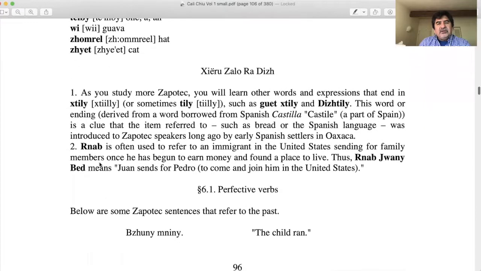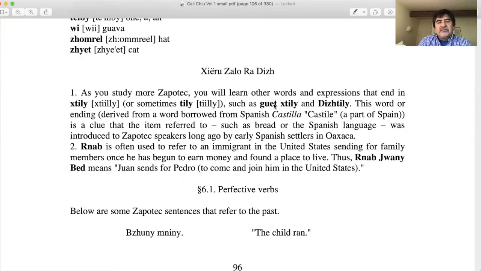So right here, if you read this little section, it tells you that the Stil or Til is a word ending derived from the word borrowed from Spanish, Castilla, as part of Spain when the Spaniards arrived in what is now the Americas. So in many languages, they add this stil or til to objects or things that came from Spain. It didn't exist in the Americas, right?